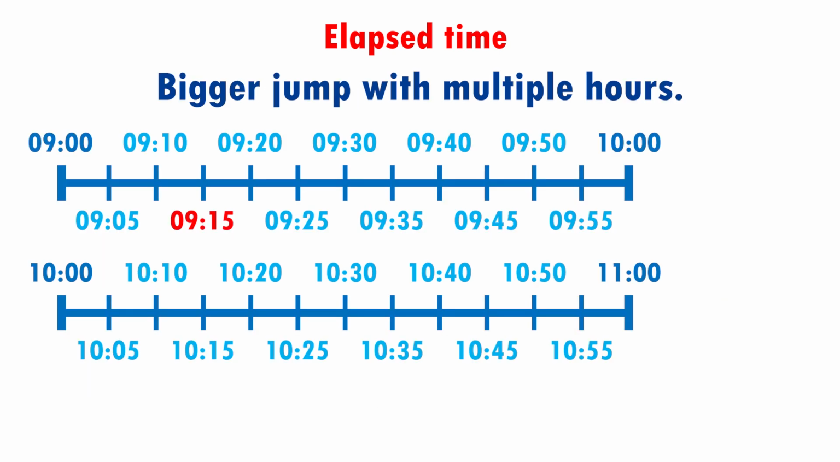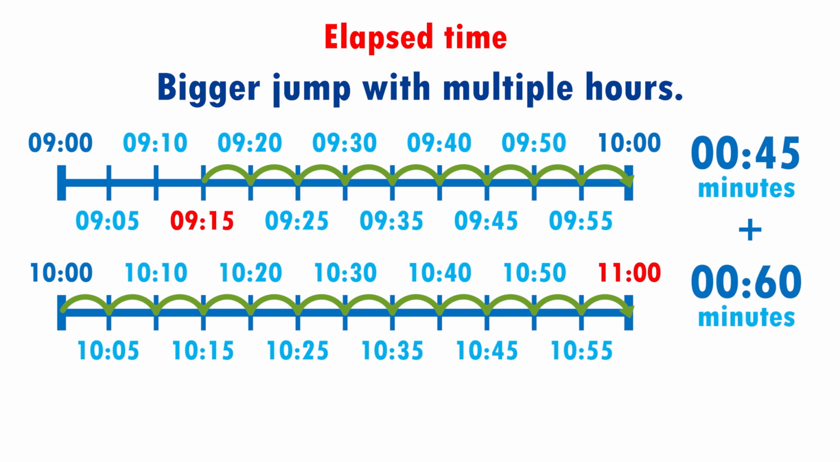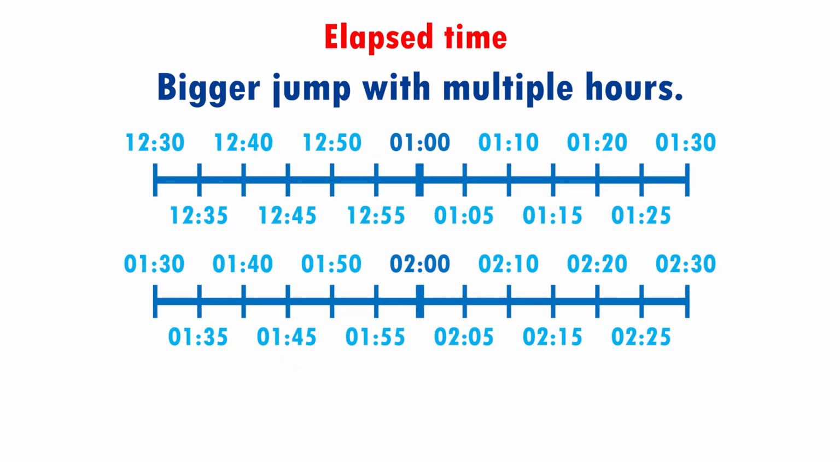Bigger jump with multiple hours. Practice lasts from 9:15 to 11 o'clock. From 9:15 to 10 o'clock is 45 minutes. From 10 o'clock to 11 o'clock is 60 minutes. Altogether, that is 1 hour 45 minutes, which is 105 minutes. Super easy, right?